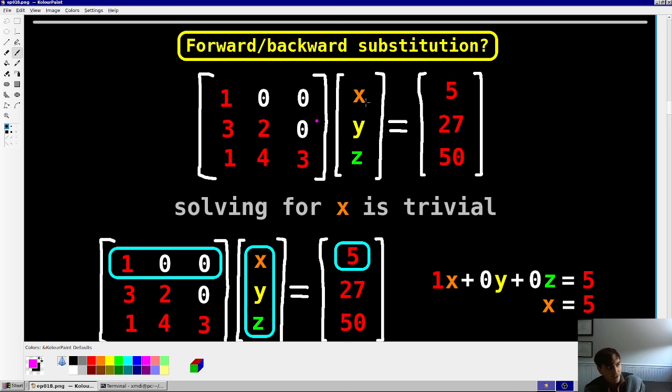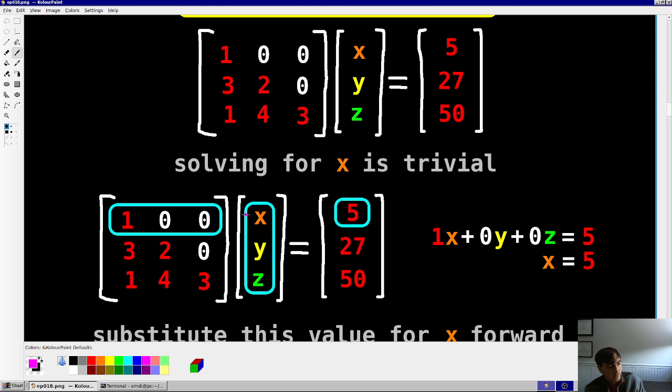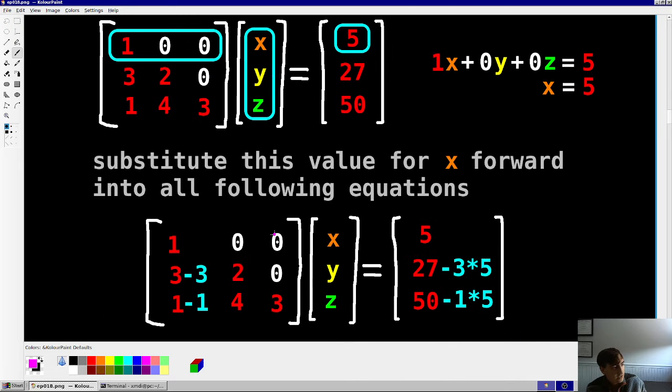Well, here's an example. So you have this matrix, 1, 0, 0, 3, 2, 0, 1, 4, 3, lower triangular, times an unknown vector x, y, z equals some known right-hand side. Now, x is already solved for, you know, row times column, x is 5. Right, that should just be obvious. The idea is, x is 5, take that value and remove all contributions of x to any other equations in this system. So what you do is, I can subtract off 3x's from row 2, both in terms of the coefficients on the left and on the right.